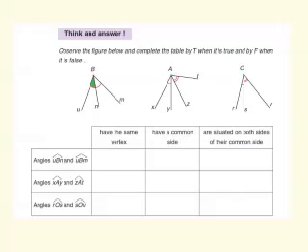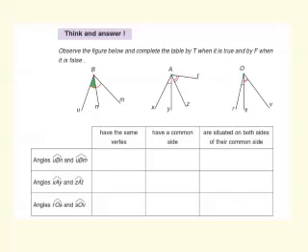Now we are going to talk about adjacent angles. Adjacent angles are angles that have the same vertex, they have a common side, and the common side should be situated in the middle, inside the big angle. Let us discuss some cases.